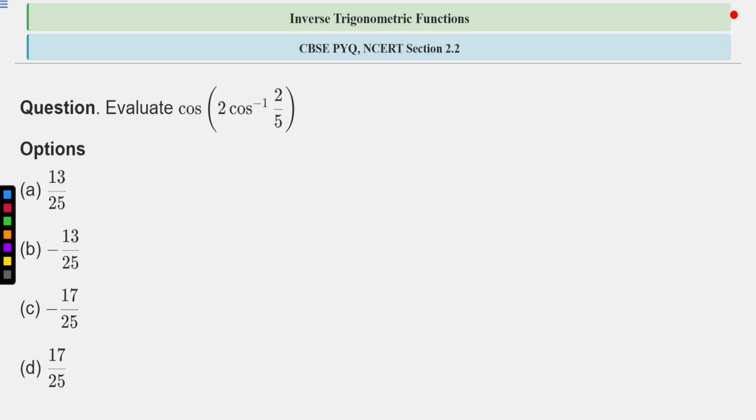Next question is, evaluate the value of the expression cos of 2 cos inverse 2 by 5, right? We have to evaluate cos of 2 cos inverse 2 by 5. And the options are A, 13 by 25, option B, minus 13 by 25, option C, minus 17 by 25, and option D, 17 upon 25. We have to find the value of the given expression, right?